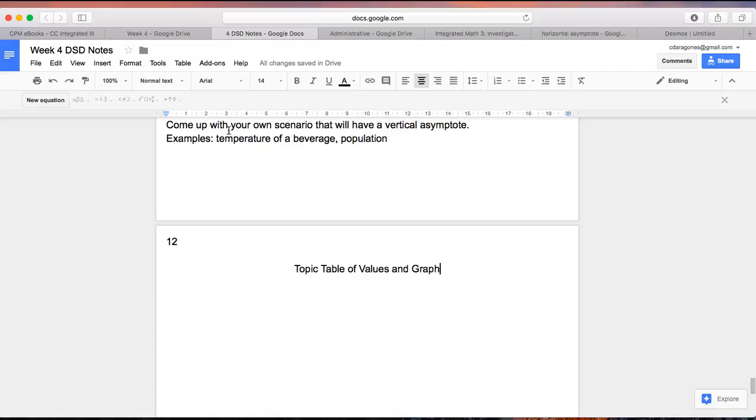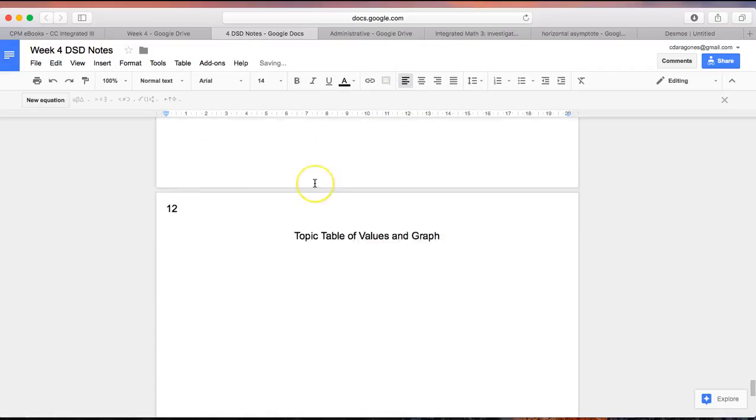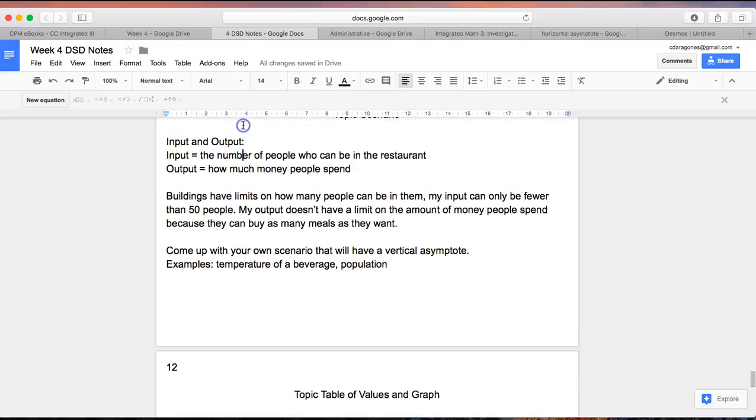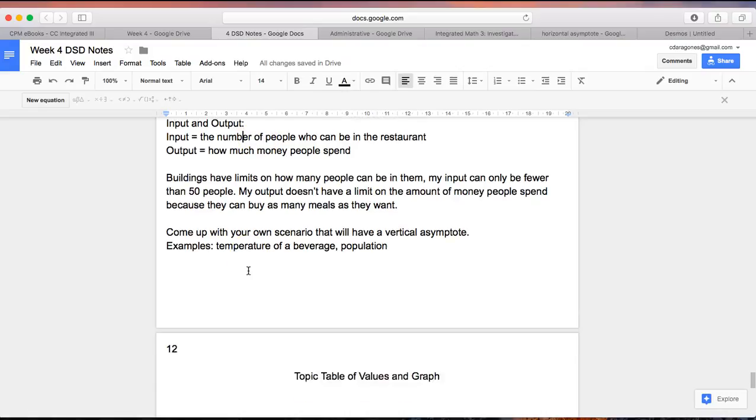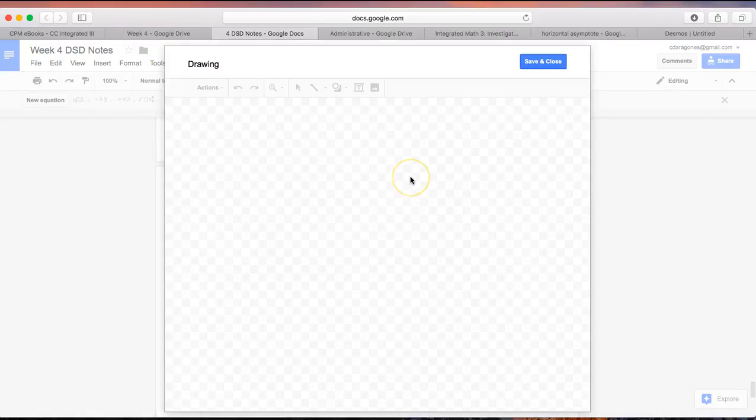Okay, so in this scenario that I have, my input was the number of people who can be in the restaurant, which can only be up to 50, well, fewer than 50. And then the output is how much money people spend. So I think for my graph, I know that I'm going to have a vertical asymptote at 50.